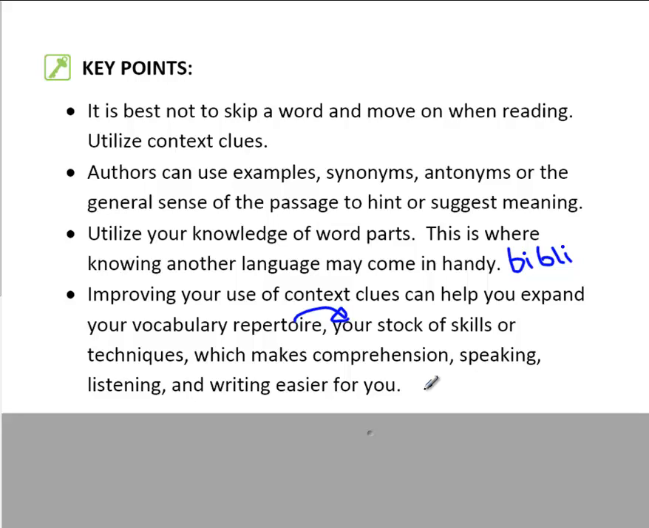So it didn't take us very long to go through the skill of vocabulary and context, but just because it didn't take us that long doesn't at all mean that it's not an important skill. Increasing your vocabulary repertoire will really help you a lot in all aspects of school and your job and your life.